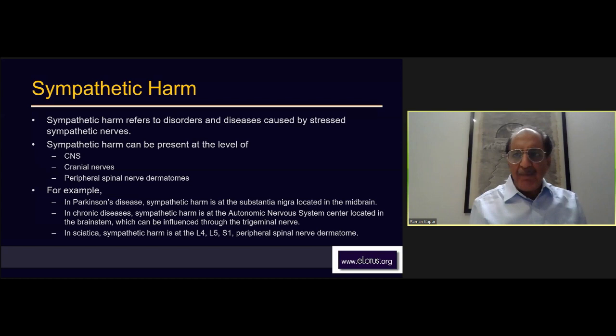As an example, suppose a patient has Parkinson's disease, then the sympathetic harm in this disease is at the substantia nigra, which is located in the midbrain. Similarly, in chronic diseases, the sympathetic harm is at the level of the autonomic nervous system, which is located in the brainstem, and this can be influenced through the trigeminal nerve. And a common condition which we treat regularly in our practice of acupuncture, sciatica, the sympathetic harm is at the level of the L4, L5, and S1 peripheral spinal nerve dermatomes.